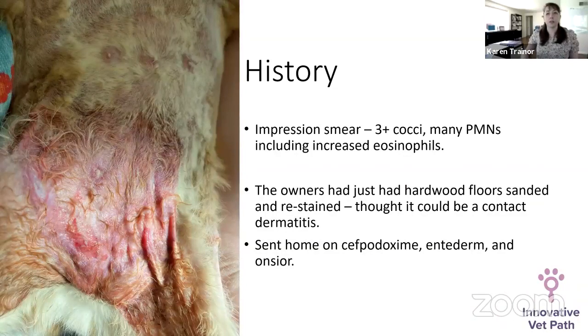So as far as the clinical history, while he was at the ER, they did impression smears and found 3+ cocci. They found a lot of neutrophils, including increased eosinophils on the cytology. And what was interesting to note, and this could just be a red herring, but the owners had just described that they had had the hardwood floor sanded and restained and thought it could be a potential contact dermatitis. So the cat was sent home on ceftriaxone, Enterderm, and Onsior.